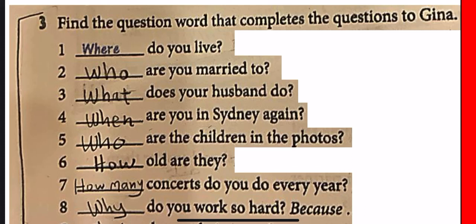Who asks about a person. Are is the auxiliary verb here. We use are in this sentence because we don't find a main verb. Here married acts as an adjective. So who asks about a person: who are you married to? We choose who because the question is about a person.